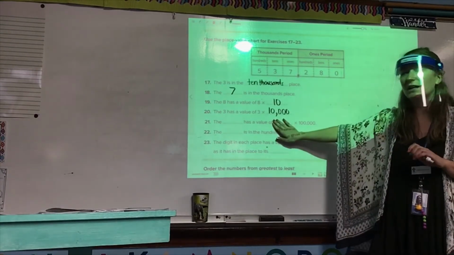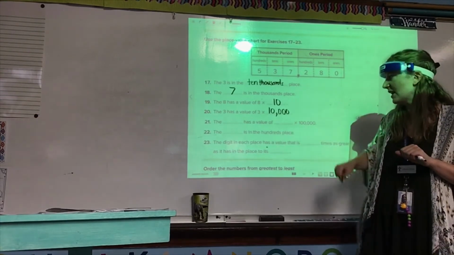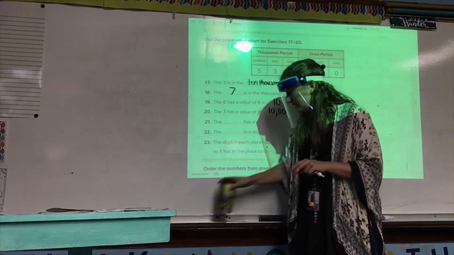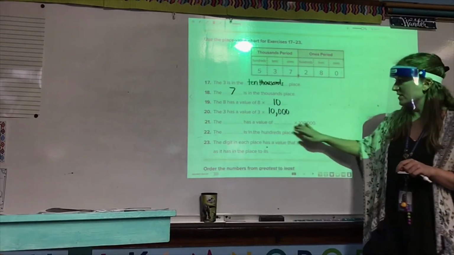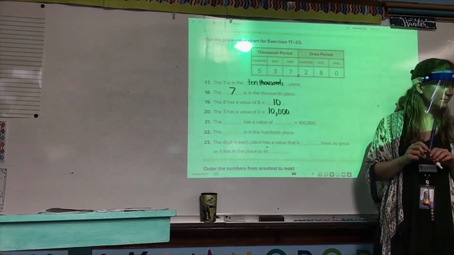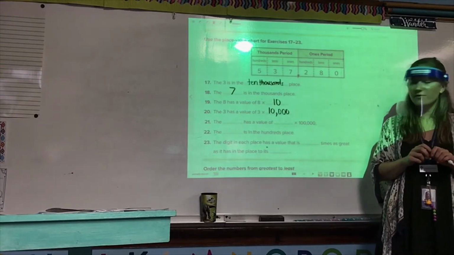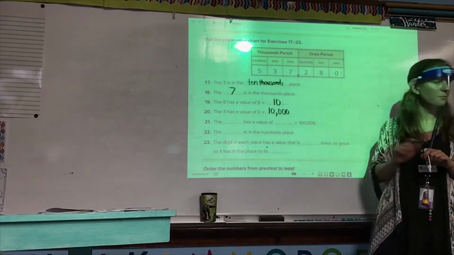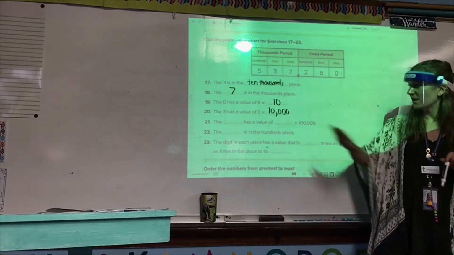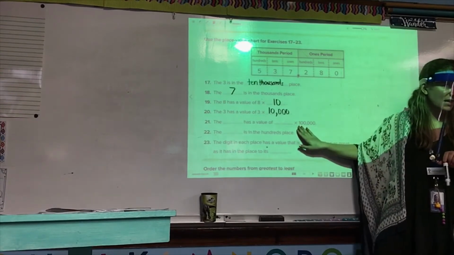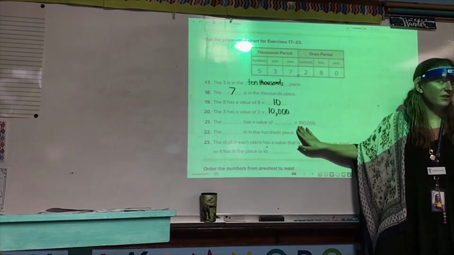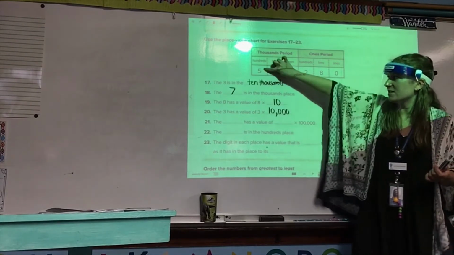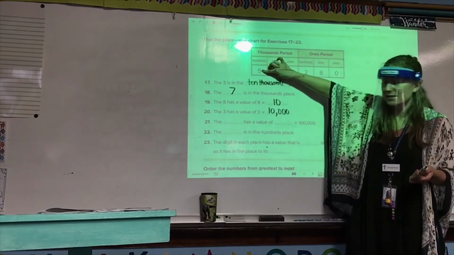Ooh, number 21. The blank has a value of blank times 100,000. Zadie, which part of this question tells you where to look? Which part of number 21 tells you exactly where to look? The end. The number what? 100,000. Because if we're multiplying anything times 100,000 to find the value, what place are we looking at? The 100,000s. Because like I said, you take the digit and you multiply it by the place.